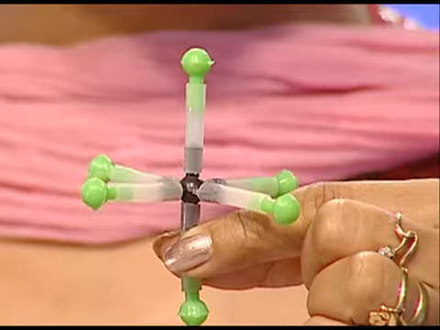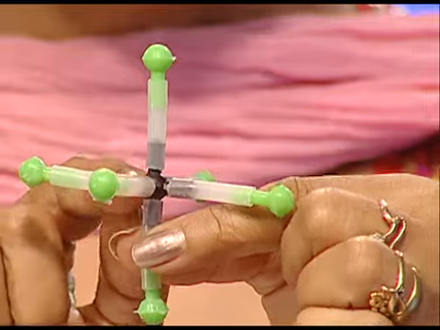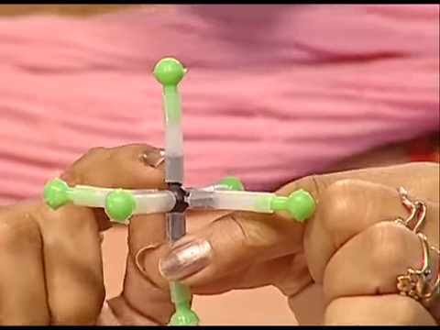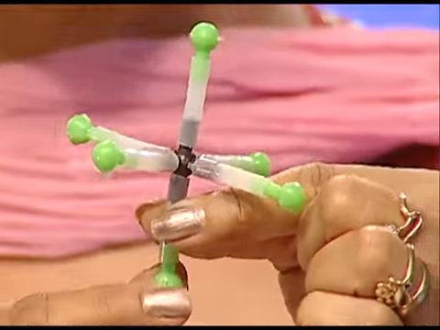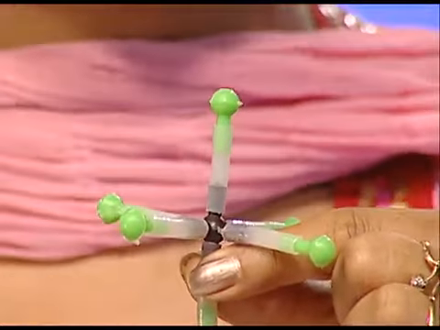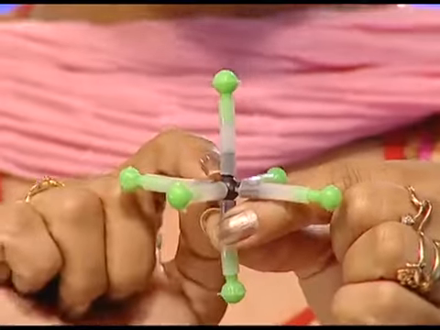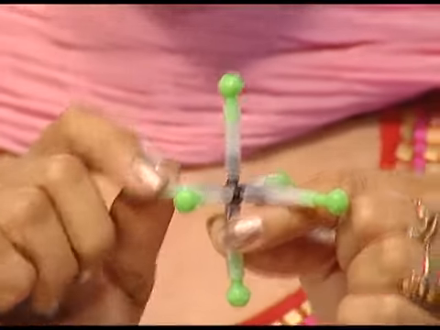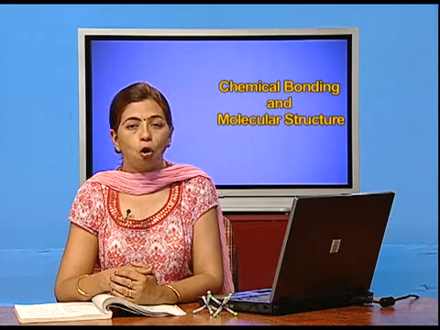This is SF6, that is sulfur hexafluoride. Here the black ball is representing the sulfur atom. It is surrounded by 6 fluorine atoms and these are 6 covalent bonds. 6 covalent bonds means 12 electrons are surrounding the sulfur atom. Again, this is an exception to octet rule. Let's see the electron dot structures of all these exceptions.